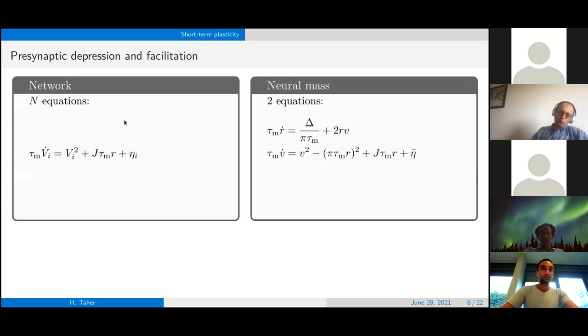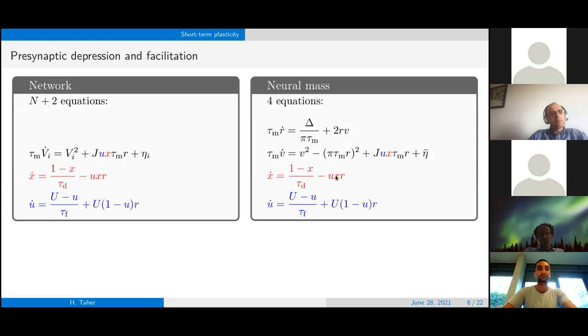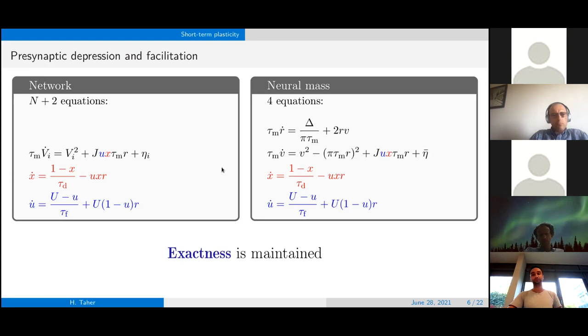These are the two systems, the network and the neural mass, and we can straightforwardly add the two STP equations to the network and the neural mass. And the limit remains exact. So in the network, we have n plus two equations, and in the neural mass, we have four equations, and you see that the synaptic weight here is multiplied by these two coefficients, X and U.